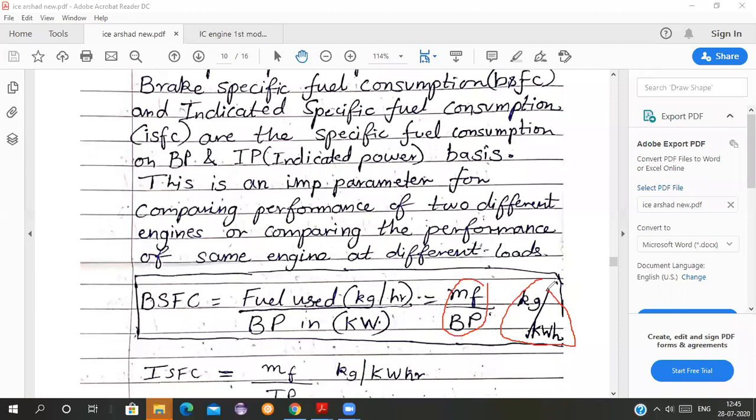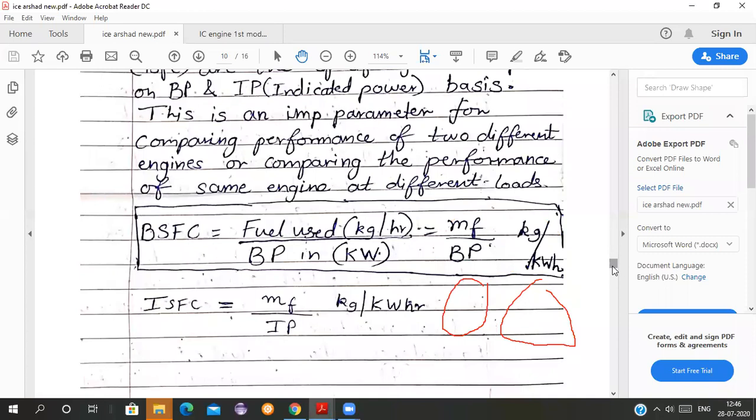Brake specific fuel consumption is in terms of the brake power, and indicated specific fuel consumption is in terms of the indicated power, students. So what will come here is the mass of fuel consumed in 1 hour upon indicated power in kilowatts. The unit here will also be the same, kg per kilowatt hour.